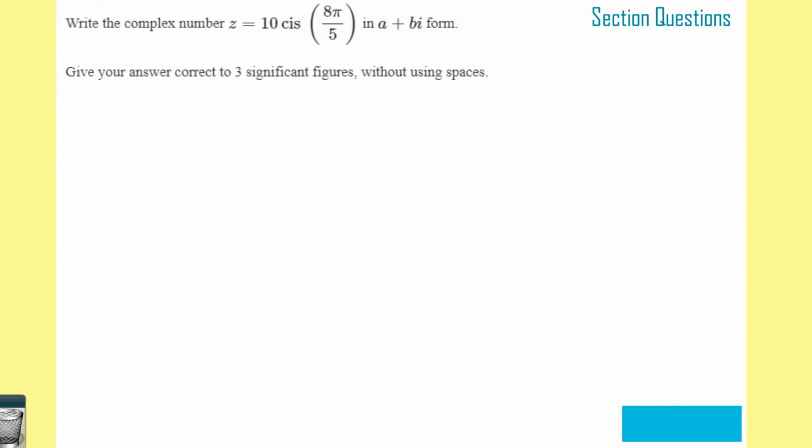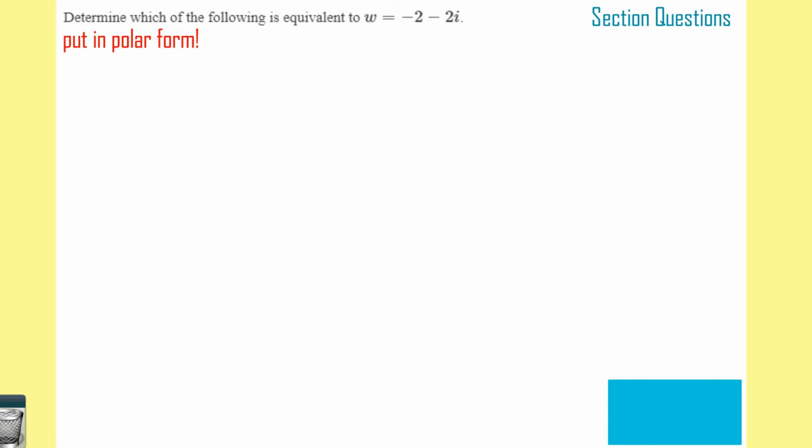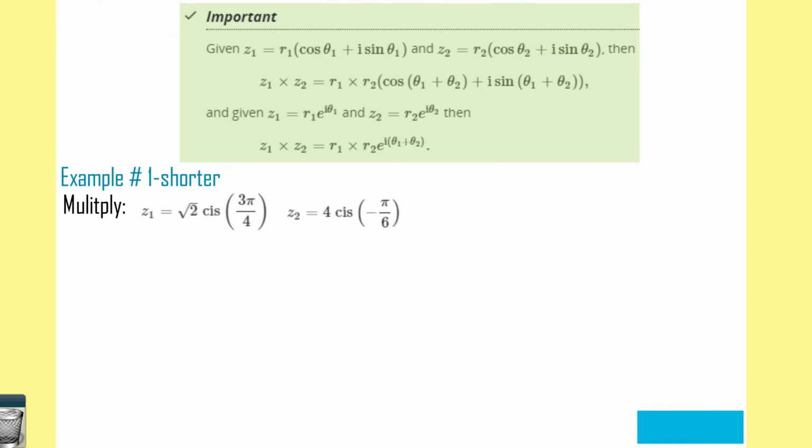Okay, so write the complex form in a plus bi form. I think we've done enough practice with this. Again, make sure you pay attention to your angles and all that. So putting it in polar form, here we have what happens when you multiply two of these. We're going to multiply the modulus, so multiply the radii, and add the angles.